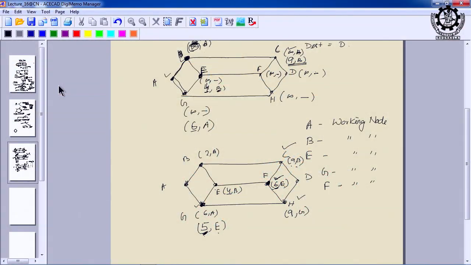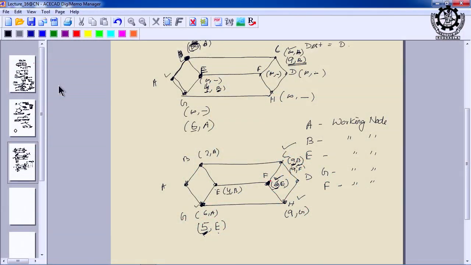Now, coming to F, who are the adjacent nodes? One is C, another is H, and the cost from F to C is 3. So, 6 plus 3 is 9 and this value is already there. That means to reach C, either it can follow the path B or it can follow the path 9, F. In both ways it is possible. So, either you replace it or you do not replace, it does not matter.